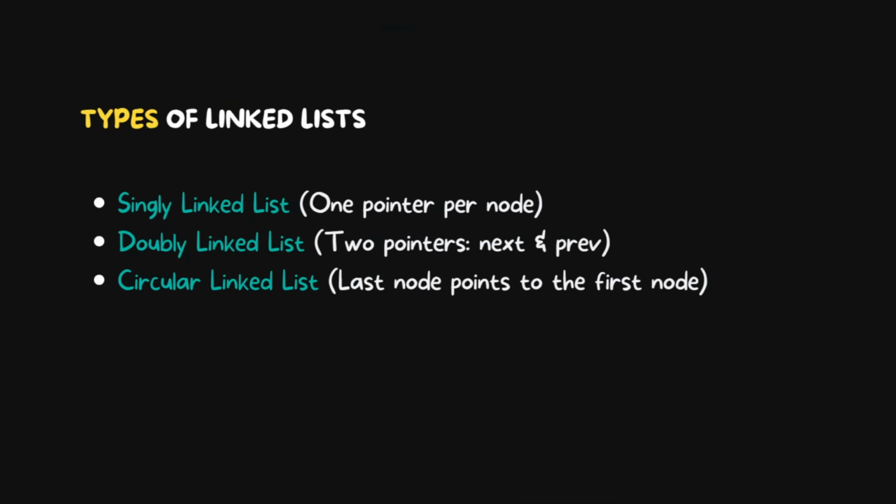There are three main types of linked list, each with different behaviors. First one is singly linked list. Each node points only to the next node in the sequence. Second one is doubly linked list. Each node contains two pointers, one pointing to the next node and another pointing to the previous node. The third one is circular linked list. The last node does not point to null. Instead, it connects back to the first node, forming a loop. Each type has its own use cases, which we will see later.